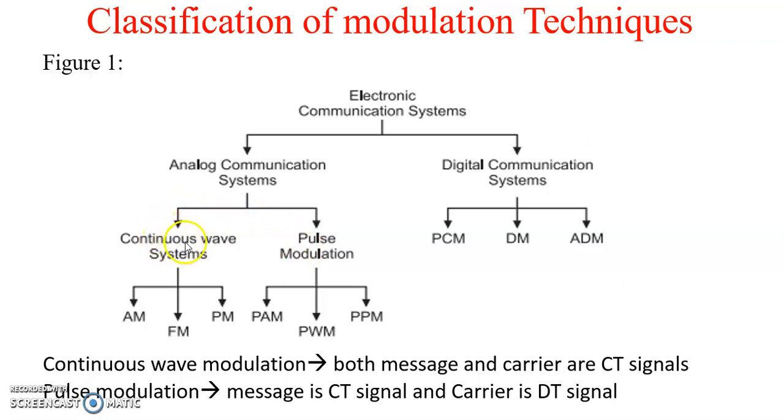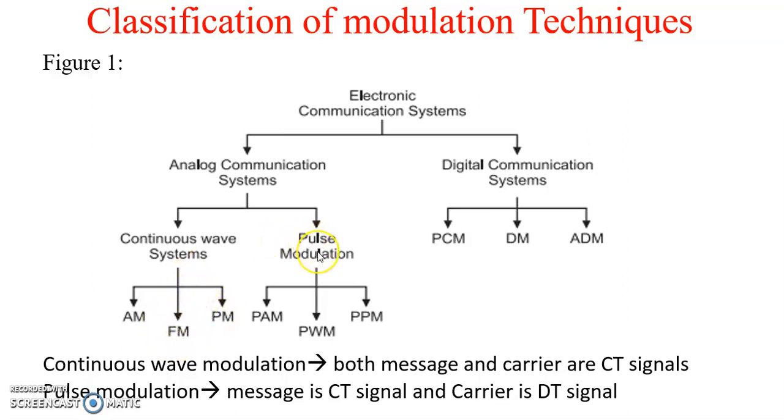What is meant by continuous wave modulation? In this kind of modulation, the input signals for the modulator are the message signal and the carrier signal. These are the two inputs to the modulator, and these two signals are continuous time signals in the case of continuous wave modulation. Here we have three different types of modulation: amplitude modulation, frequency modulation, that is FM, and phase modulation, PM. These two together are known as angle modulation.